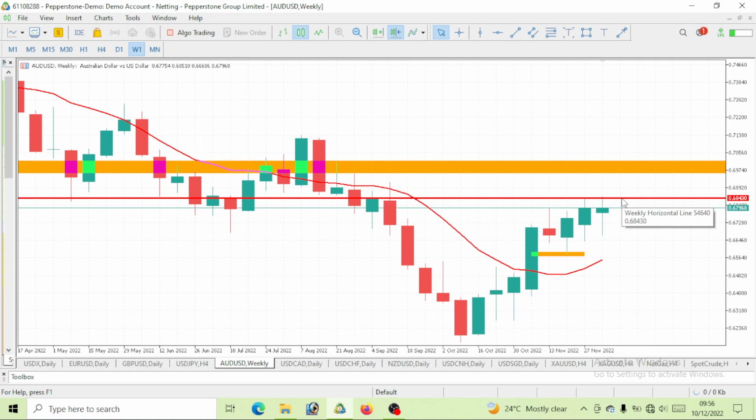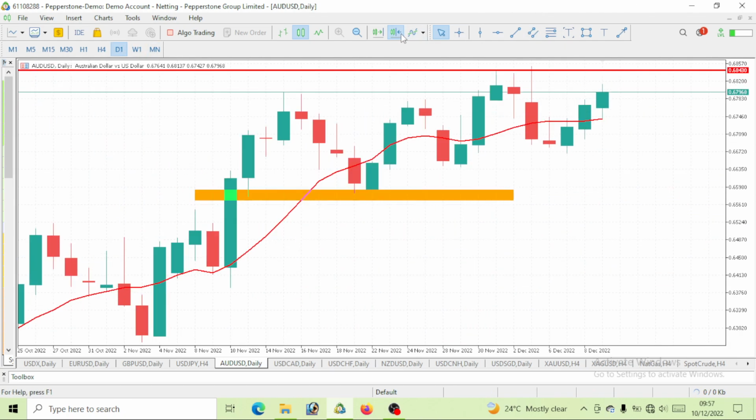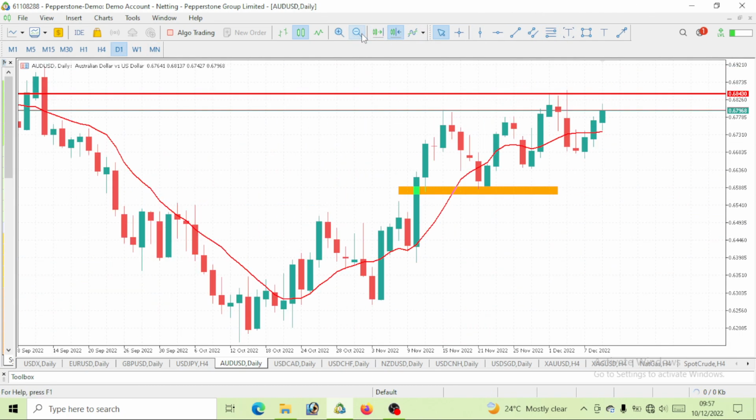Notice that on the monthly time frame, we still want a bullish move to happen. We still want a more bullish move for this month of December on AUDUSD. When you take a look at this month and the weekly time frame, we still expect a bullish move. We are still speculating a bullish move. Now, when you go down to the daily time frame, sorry.